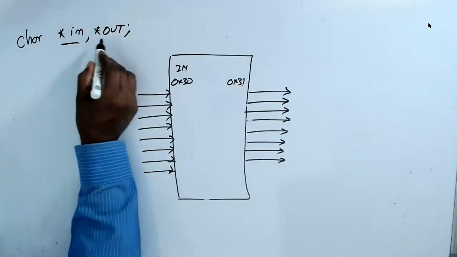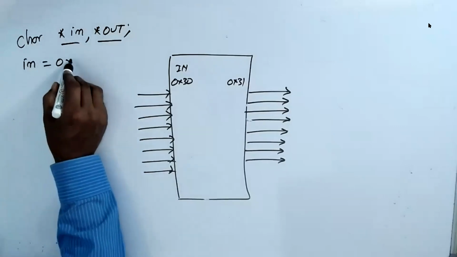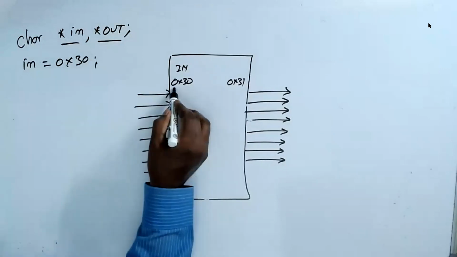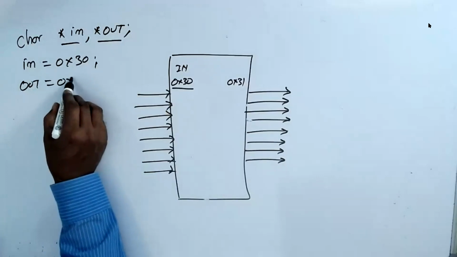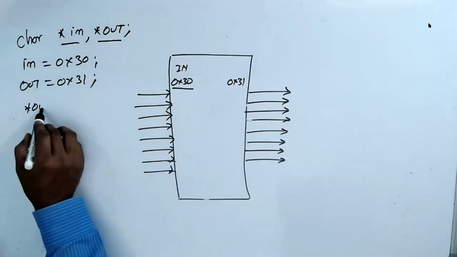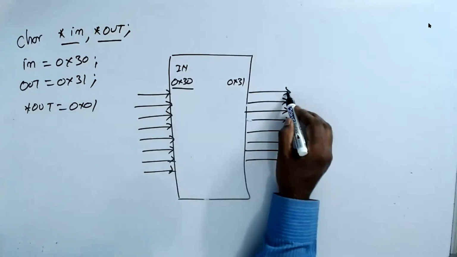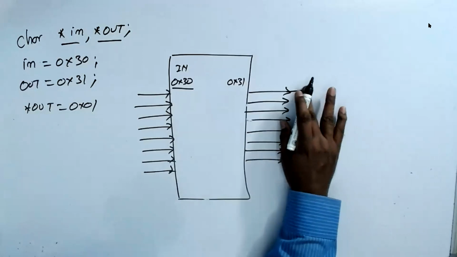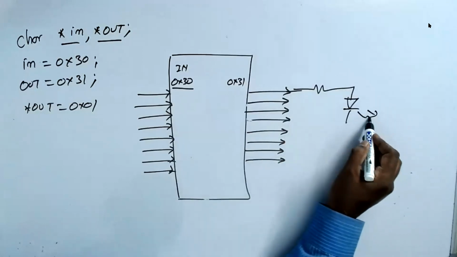I have 2 pointers. In is equal to 0x30, this is the address I have given. I say out is equal to 0x31. Then we put star out is equal to 0x01. If I connect an LED here, that LED will be on.